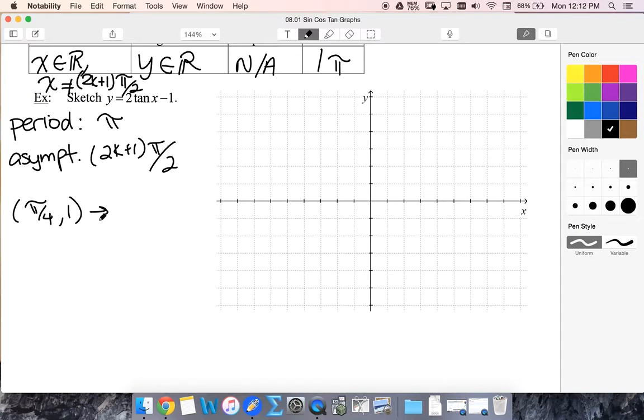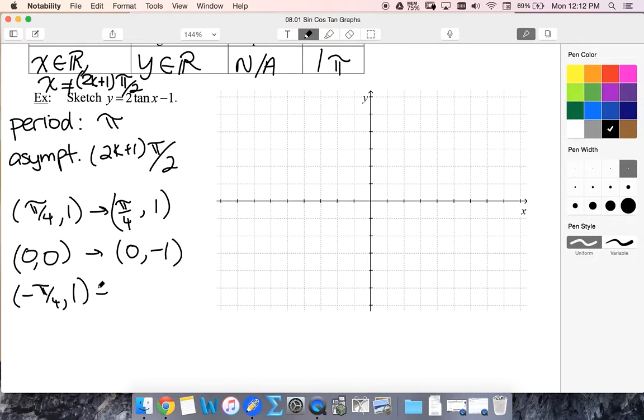Well, that's going to turn into pi over 4 will stay the same, but now I'm going to multiply my 2 by the 1 and then subtract 1. So that's still going to be 1, but we also had the point of 0, 0. This is going to turn into 0, negative 1. We also had the point negative pi over 4, 1.